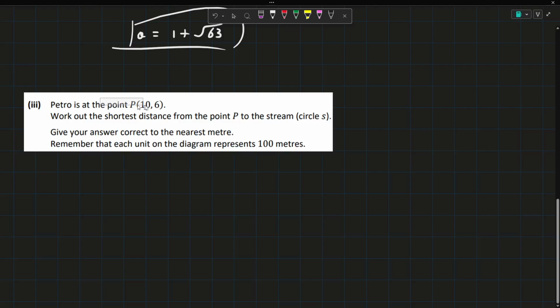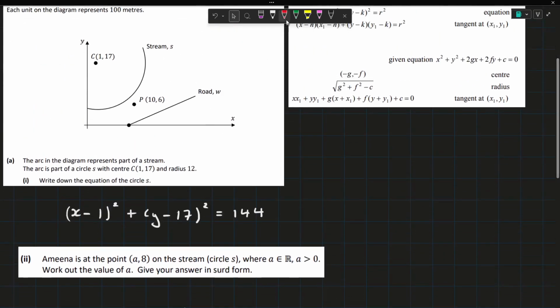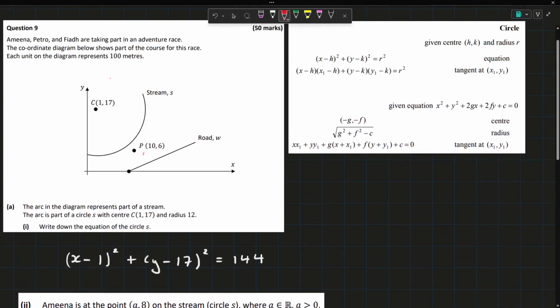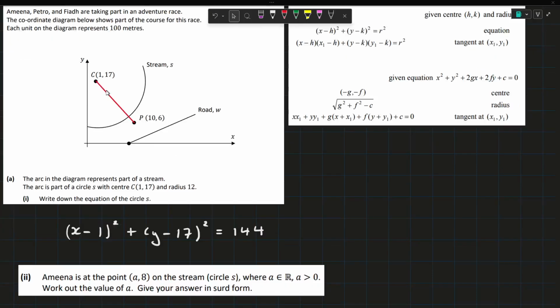Then we're told that Petro is at the point P, (10, 6). What's the shortest distance from the point P to the stream? The way that this is going to work is the shortest distance is always the straight line distance. So we have to imagine drawing a straight line from C to P here. The reason being is because if you imagine drawing it any other way, so I'll leave this red line here, but for example, let's say I drew the distance here, you can see that's going to be longer. If I drew it this way, that's also going to be longer. So the shortest distance is just from the point to the center of the circle.